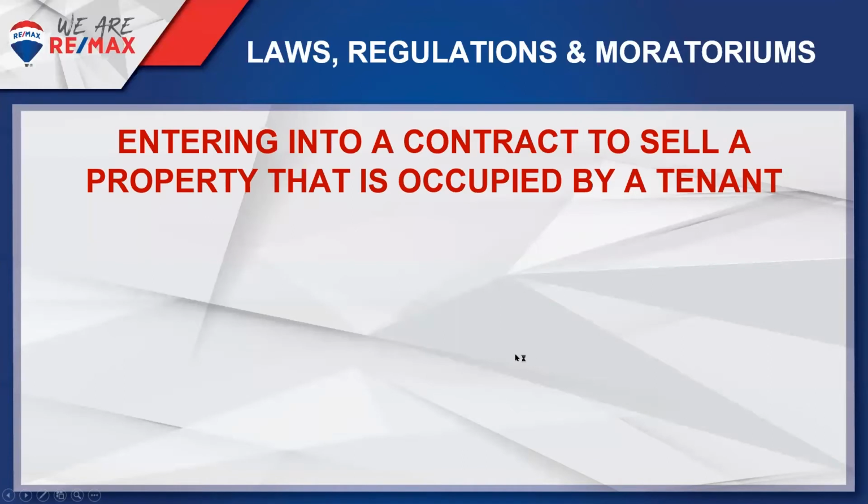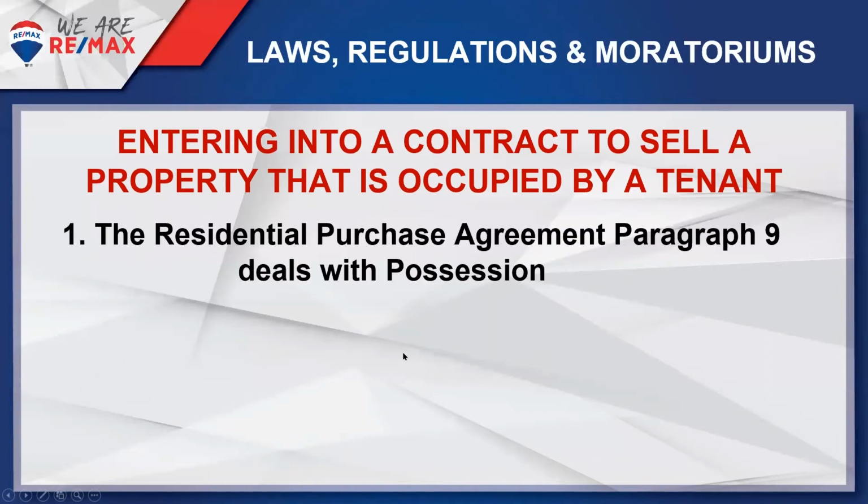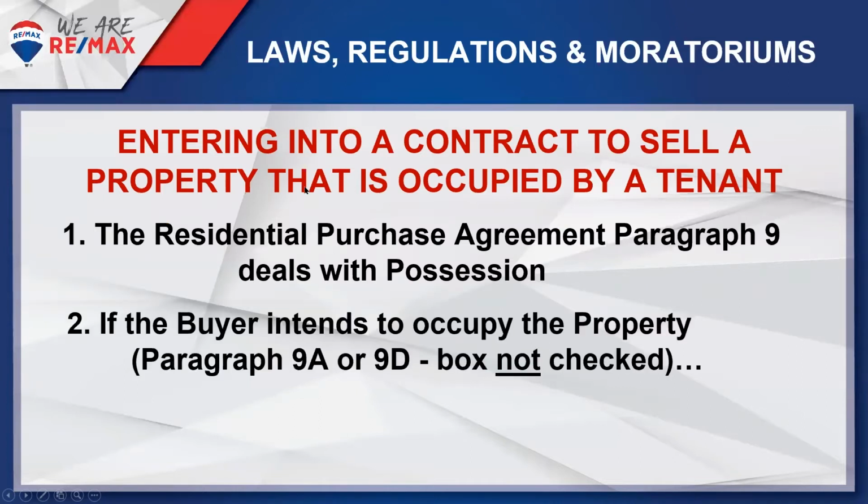So when entering the contract to sell a property that is tenant occupied, you've got the residential purchase agreement. I'm sorry, entering into a contract. I got off track a little bit. Entering the property to show it, we've covered. Now I want to talk about entering into a contract to sell the property that is occupied by a tenant. The residential purchase agreement, paragraph 9, deals with possession, as most of you know.